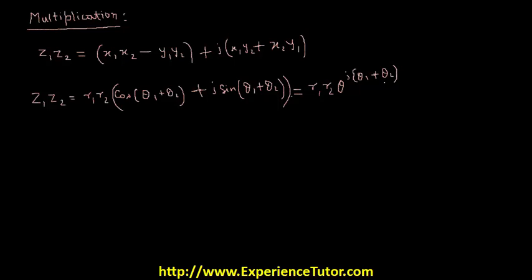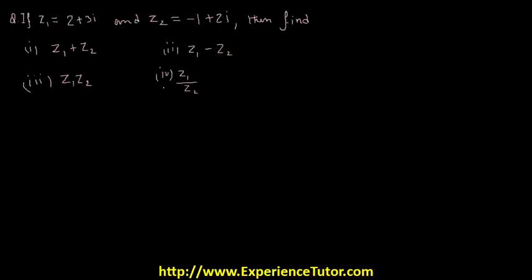Now let us solve few of the problems. The question is, if z1 is equal to 2 plus 3i and z2 is equal to minus 1 plus 2i, then find first z1 plus z2, second z1 minus z2, third z1 multiplied by z2, and fourth z1 divided by z2. So let us start with the first one.